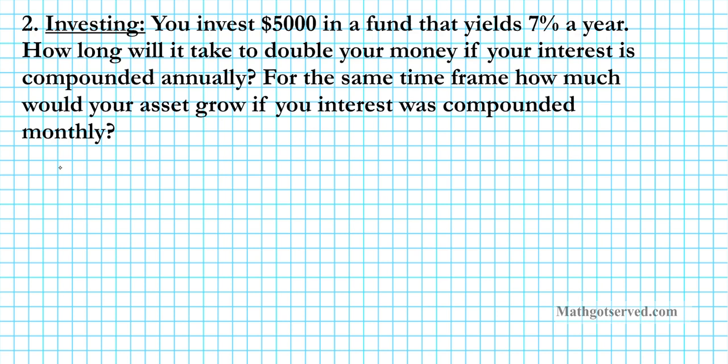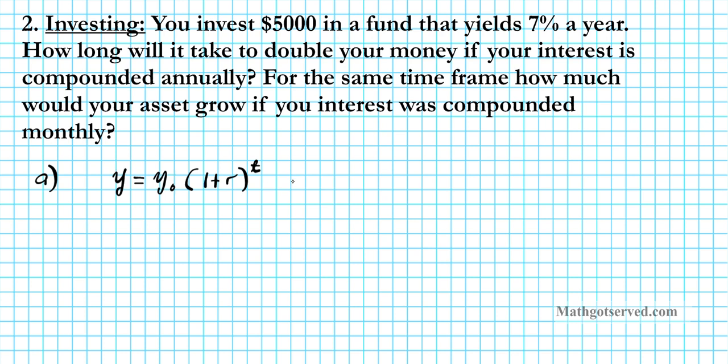Okay, so for the first part, let's call it the A part, we're going to find out how long it takes for you to double your money. All right, so this is discrete growth, so we're going to be using the formula y equals y sub 0 times 1 plus r to the t, because the A part is compounded once per year, so it's just once per period.